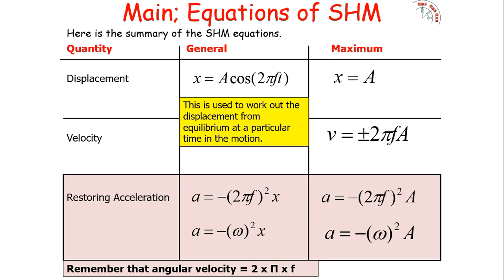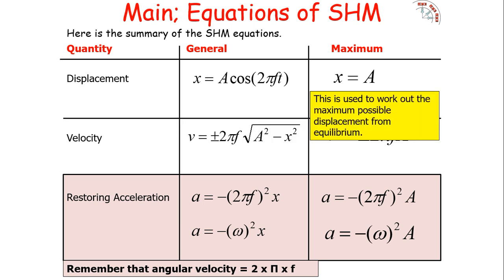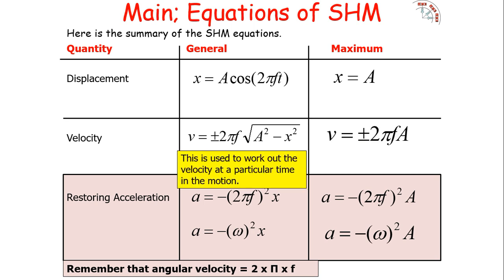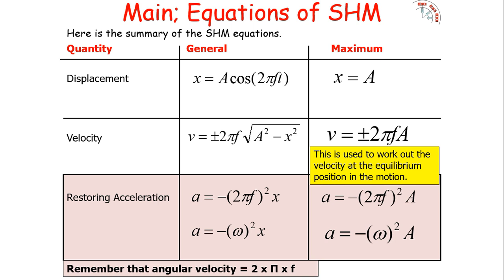So x equals A cos 2 pi f t. That's used to work out the displacement from equilibrium position at a particular time t in the motion of the simple harmonic oscillator. x equals A, well, that's the maximum possible displacement from equilibrium, so x, the displacement, will equal the amplitude A. This equation, v equals plus or minus 2 pi f, or omega, times the square root of A squared minus x squared, is used to work out the velocity at a particular time t in the motion, whilst v equals plus or minus 2 pi f, or omega, times A is used to work out the velocity at equilibrium position in the motion at maximum.